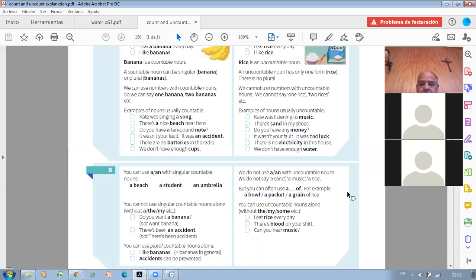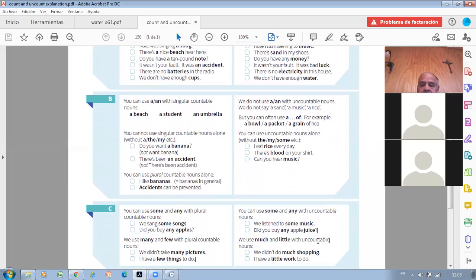You can use uncountable nouns alone, without the, my, some, etc. For example, I eat rice every day. There's blood on your shirt. Can you hear music? All right.